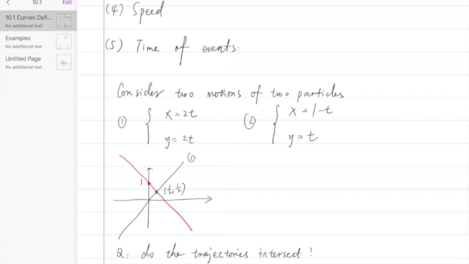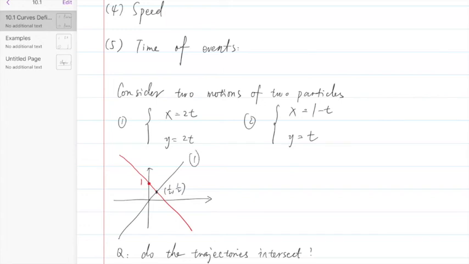Consider two motions of two particles. The first motion is x equals 2t, y equals 2t, and the second motion is x equals 1 minus t, y equals t. With what we have, we know the trajectory. This one passes (0, 0) with slope 1. That is the black line here.